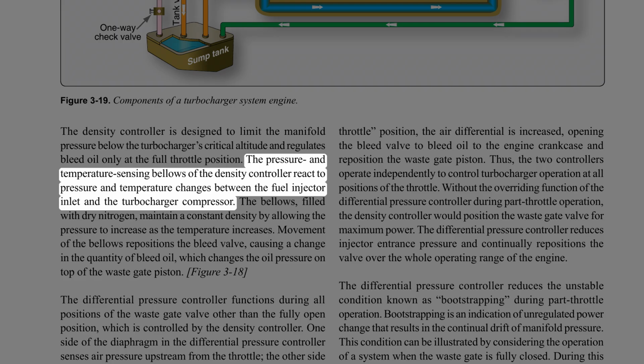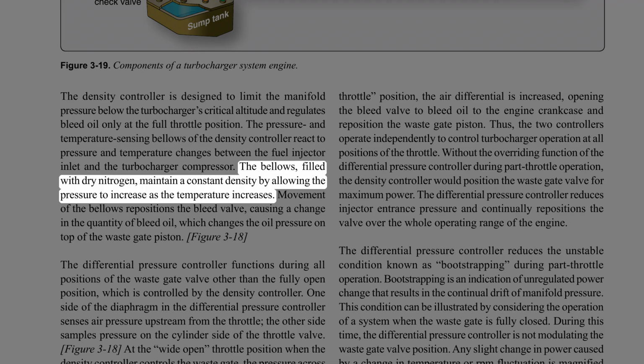The pressure and temperature sensing bellows of the density controller react to pressure and temperature changes between the fuel injector inlet and the turbocharger compressor. The bellows, filled with dry nitrogen, maintain a constant density by allowing the pressure to increase as the temperature increases.